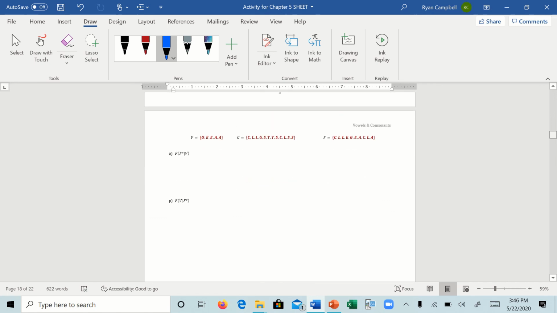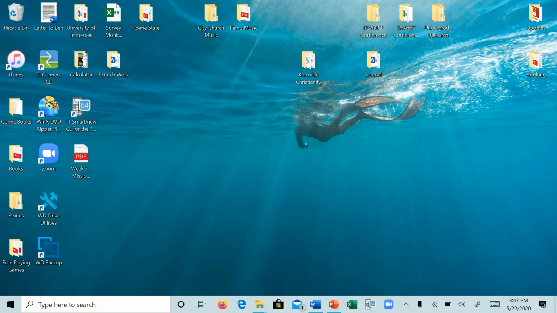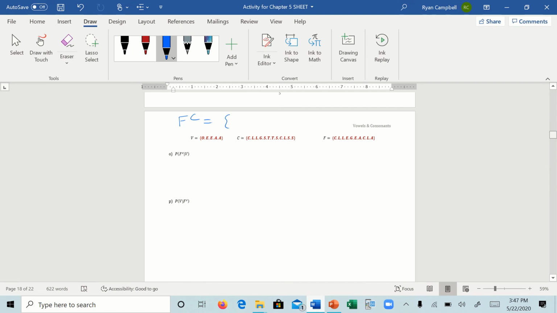Part O. All right, so the probability of the complement of C given V. So again, we said that the complement of C was O. Whoops. All right, so I think I just messed things up. So we're going to pause, have a part 2 for this.